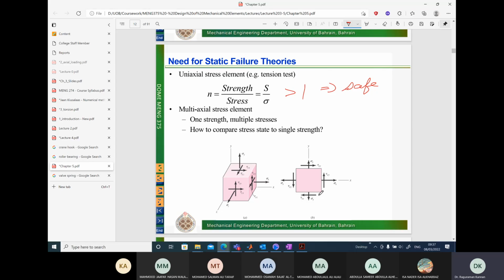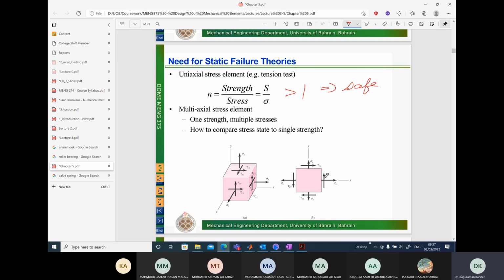In the 3D case or 2D case, how many components do we have? We start to see the complication already. We see that we have 9 components, or 6 independent components here, and 3 components here. So which stress value should I compare to the strength? Should I compare the normal stresses? Should I compare the shear stresses?